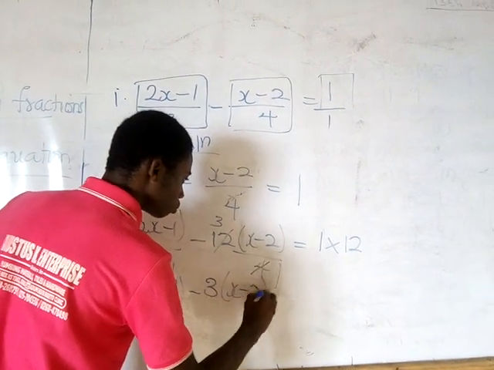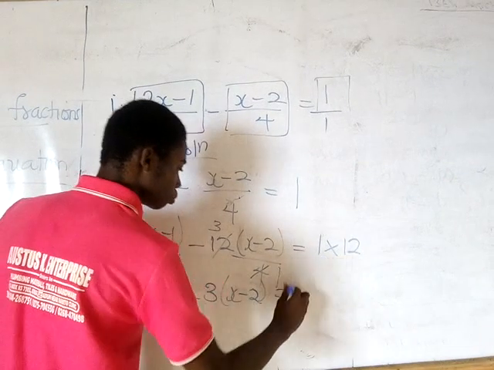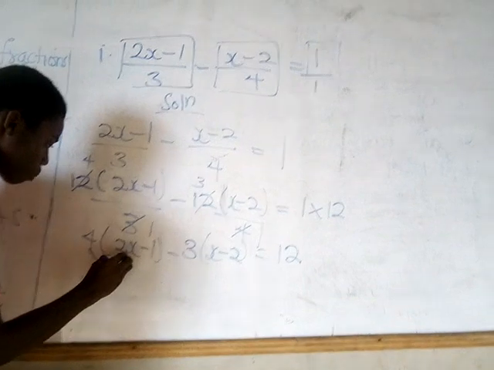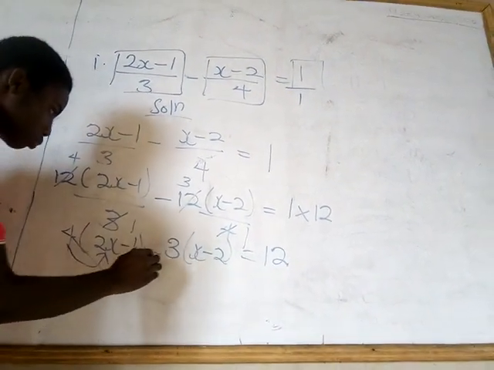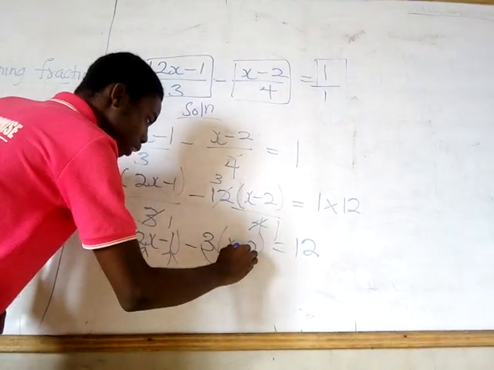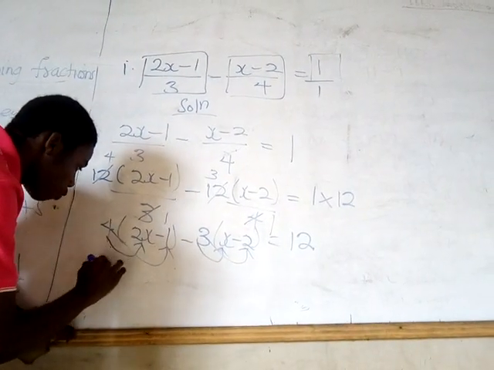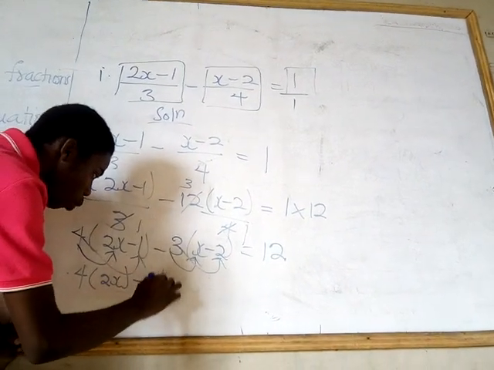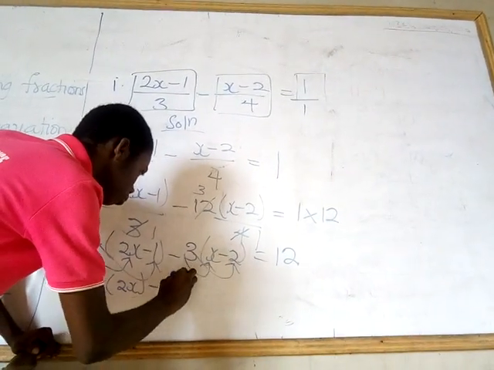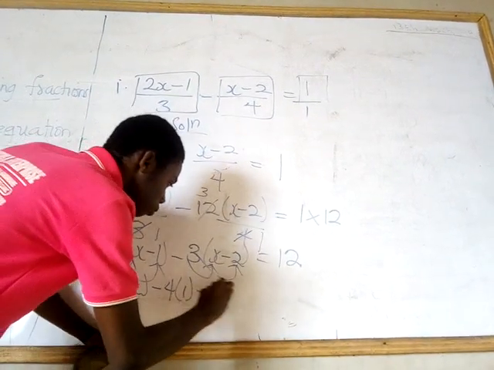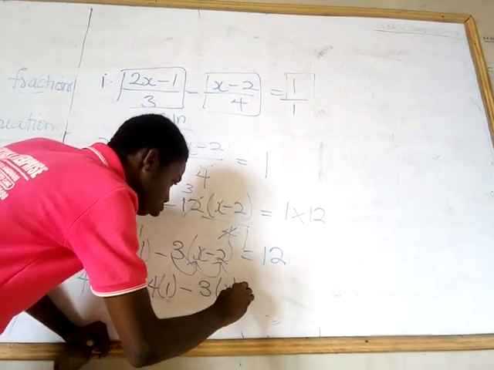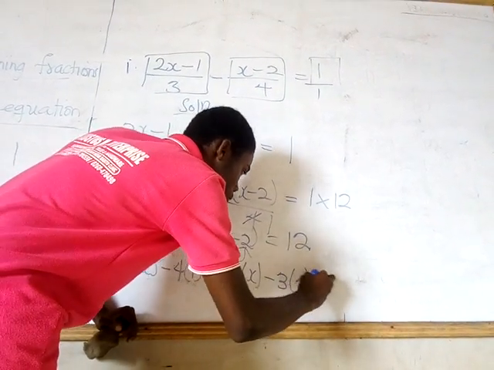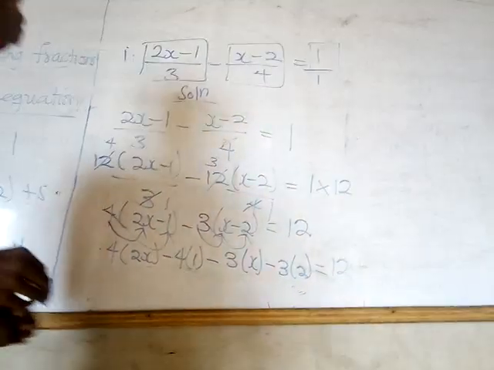1 times 12 is 12. So we were told to multiply this one by this one, and again this one by this one. So it will give us 4 by 2x. You bring the minus sign, 4 by 1. Bring your minus sign, 3 by x, minus 3 by 2, equals to the positive 12.